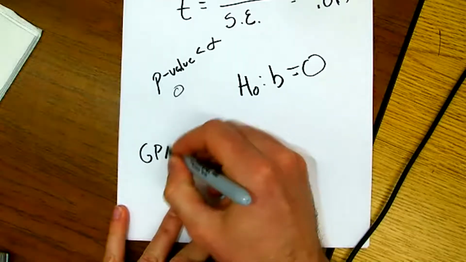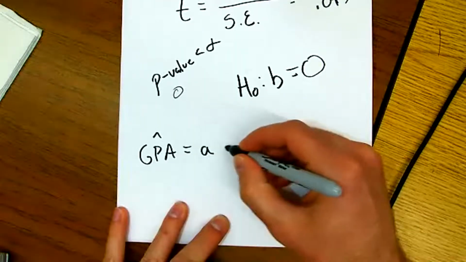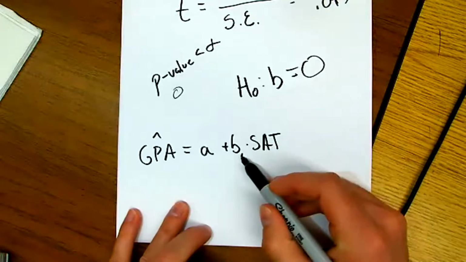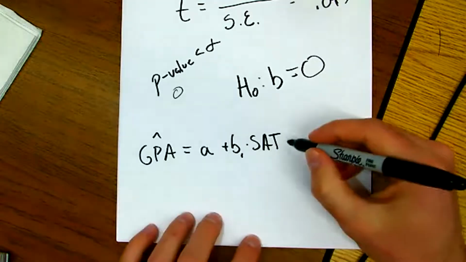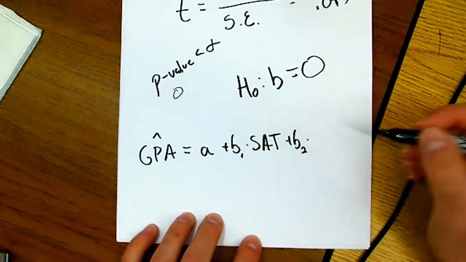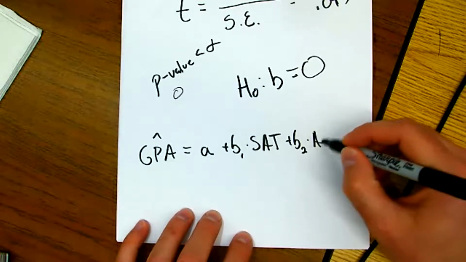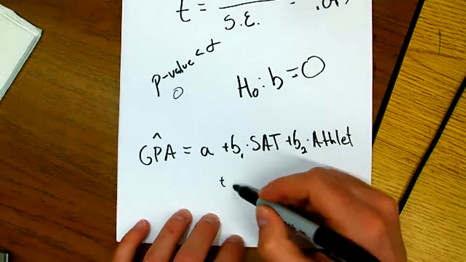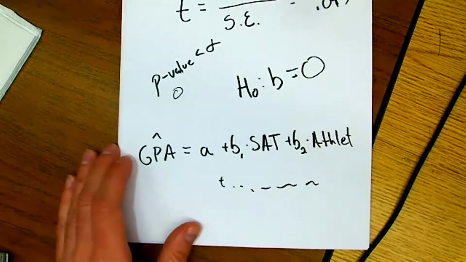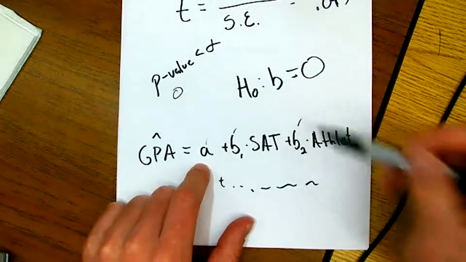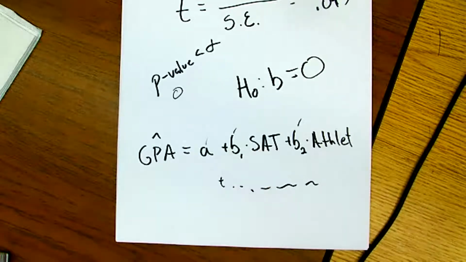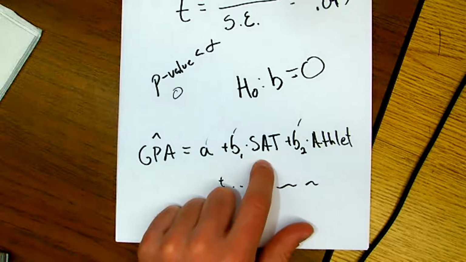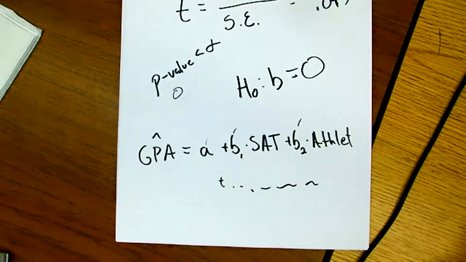I'm predicting GPA using that intercept plus the coefficient on SAT times the SAT score variable, plus the coefficient, I forget the second one, I think that was athlete. The slope coefficient on athlete times the athlete variable. Same thing for all the other variables I included. So now that I have estimates for these coefficients and I have this hypothetical person, it's just a matter of plugging these in. Multiply the coefficient by the hypothetical value for X and then add them all up.